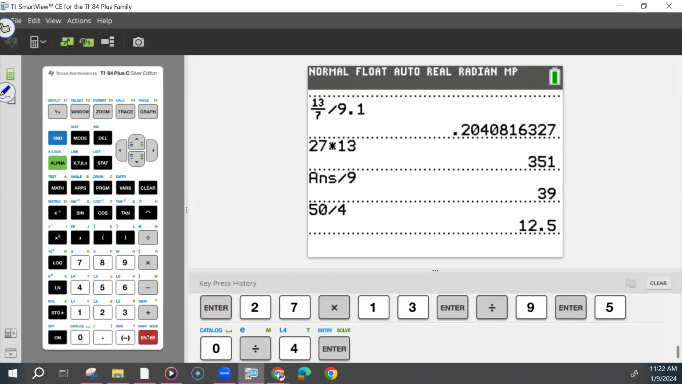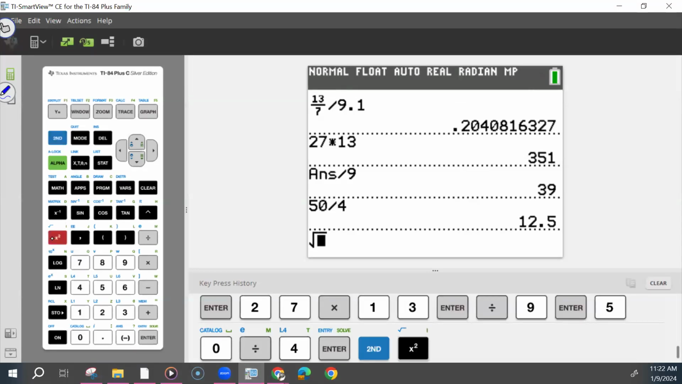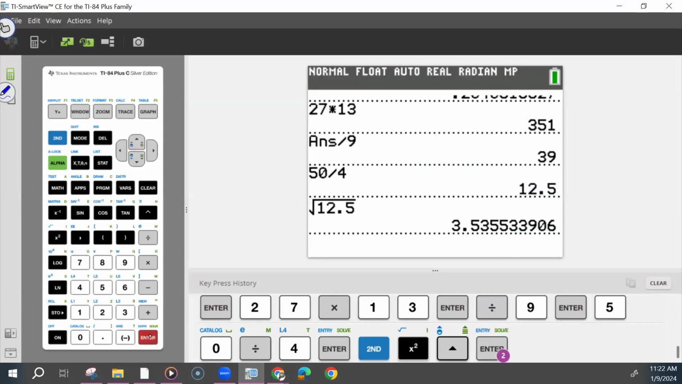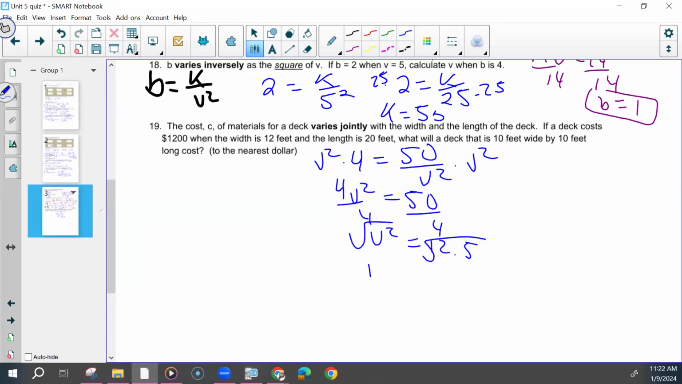So in blue, it's right above the x squared. So if you hit second, x squared, you'll get square root. So 3.54, 3.5 would have been that answer. Questions on that one?